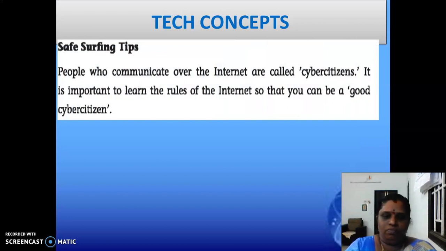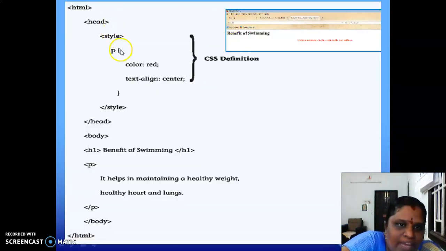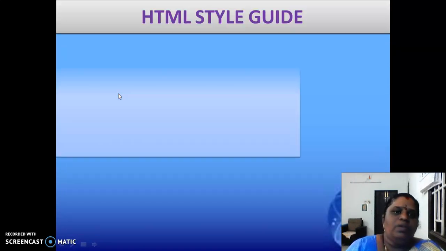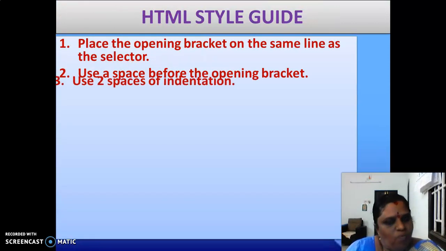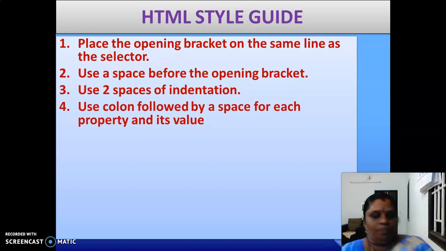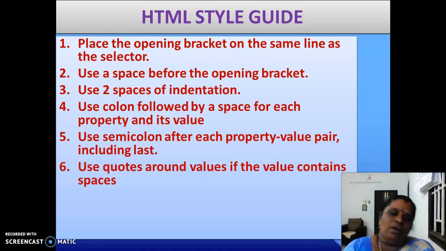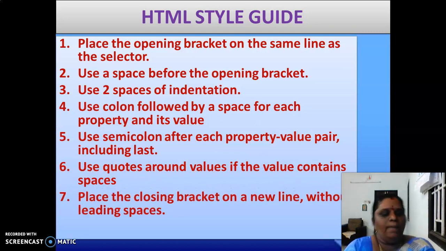See here. Opening bracket should be on the same line, isn't it? This is the opening bracket which is on the same line. Yes. The second one, use a space before the opening bracket, 2 spaces of indentation, colon followed by a space for a name and value pair. And semicolon for each declaration should be there. So for values containing spaces, use the quotes. Place the closing bracket on a new line. Everything you see in the book, the example program which I showed 2 slides before. Okay? Clear with this?